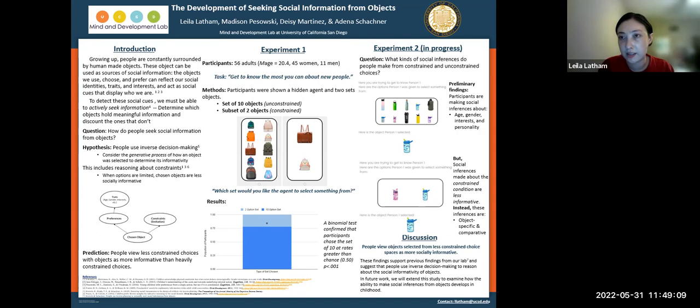So in conclusion, we conclude that people view objects selected from a less constrained choice space as more socially informative. These findings support previous findings from our lab, and it suggests that people use inverse decision making to reason about the social informativity of objects. And in future work, we hope to translate experiment 1 and experiment 2 into a developmental study, and we expect to see this ability to improve with age.